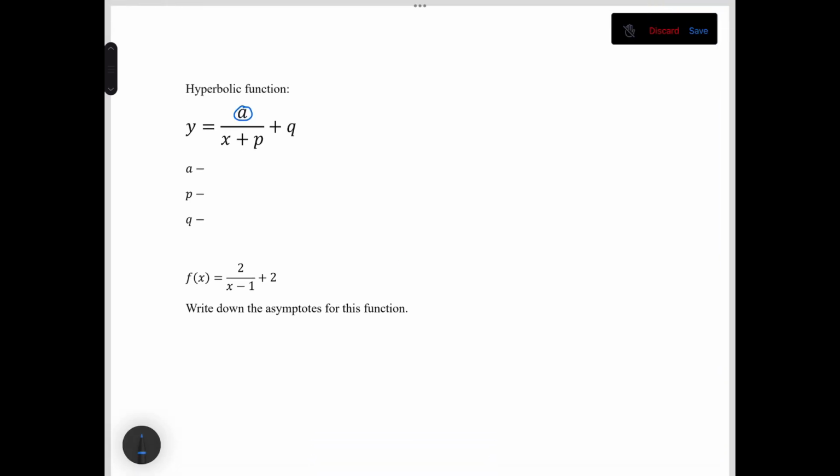Okay, so a makes the graph positive or negative. When the graph is positive, you draw it in the first and the third quadrant. If it's negative, it's going to be in the second and the fourth quadrant. There we go. I'll show you now what that means.